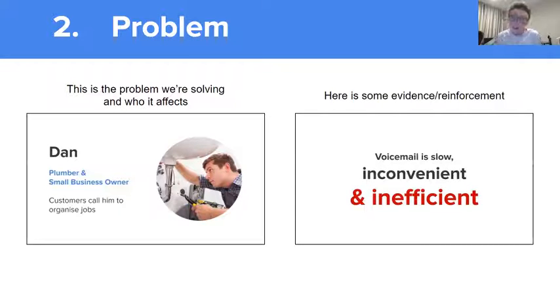For us, we started off talking about the problem that my character, Dan, experiences in his work and business life. He gets a lot of calls when he's working and he can't answer his phone. So he gets heaps of voicemail. And voicemail sucks. It's slow, inconvenient, and inefficient. So make sure when you introduce the problem that you're looking to solve, that you also lay out some evidence and reinforcement to make it obvious and clear to your audience and the judges that this problem is a real thing and it exists.